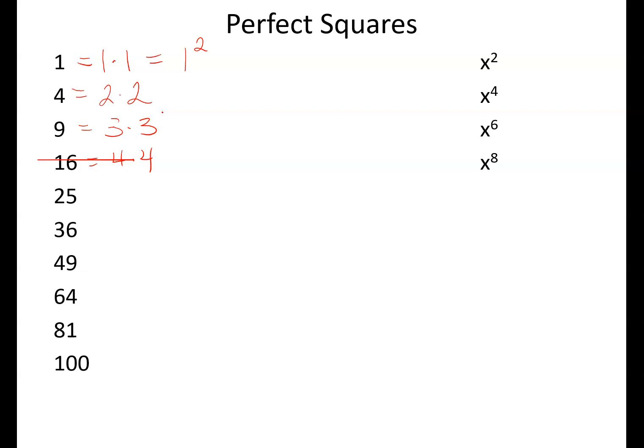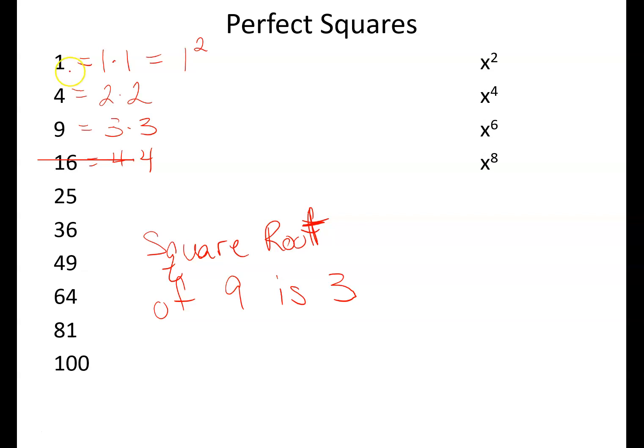Now, another term that we will use is square root. So, if I wanted, let's just say, the square root of 9. Square root of 9 is 3. The square root of 4 is 2. The square root of 25 is 5. Whatever number you square in order to get this list right here would be considered the square root.